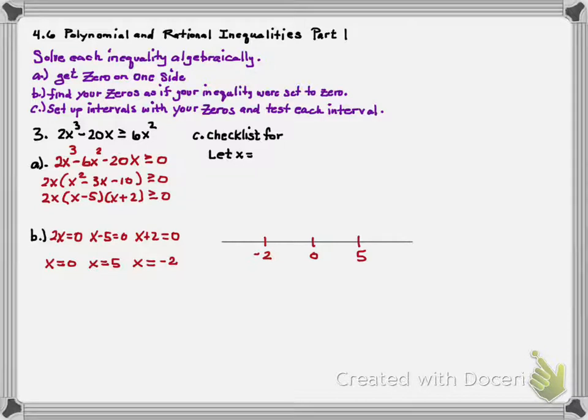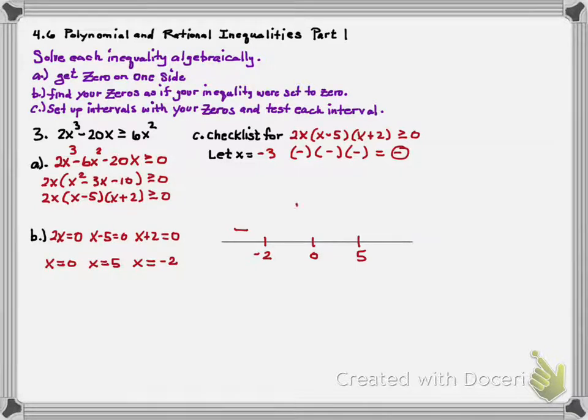And we're going to make a checklist for 2x times x minus 5 times x plus 2, and we want to make sure that that product is greater than or equal to 0. All right, so let's let x be something from over here, and let's just say negative 3. Okay, so if x is negative 3, this is a negative value, a negative value, and a negative value, which equals a negative value for the product of 3 negative numbers, right? All right, so this is going to be a negative here.